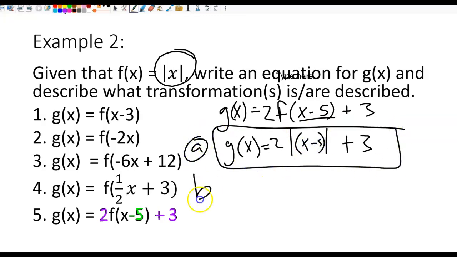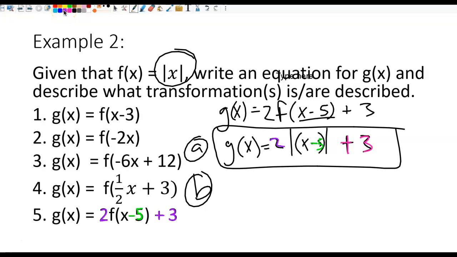Now for part B, we've got to interpret this stuff. We have a 2 multiplying the outside of the function. We have a 5 being subtracted from the x on the inside of the parentheses. And then we have a 3 being added outside of the parentheses. Both the 2 and the 3 that you see there, those are going to be vertical changes because they're outside the parentheses.